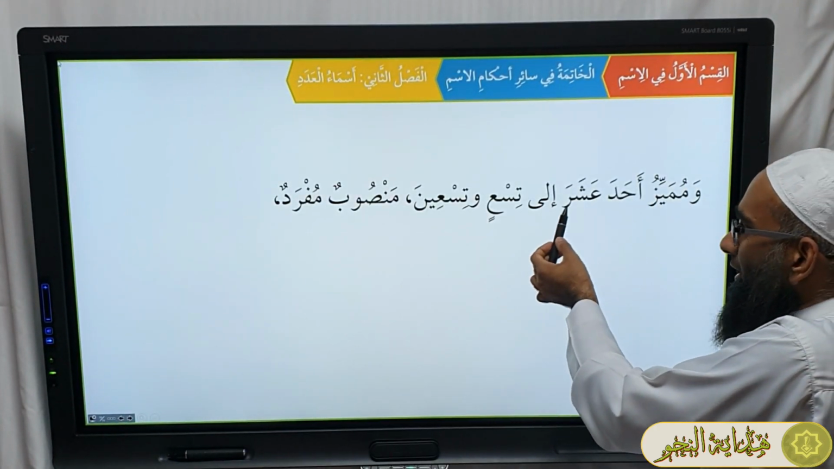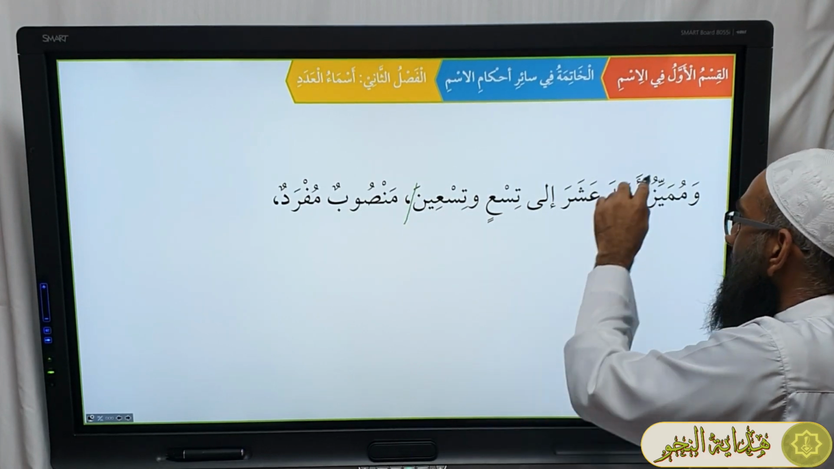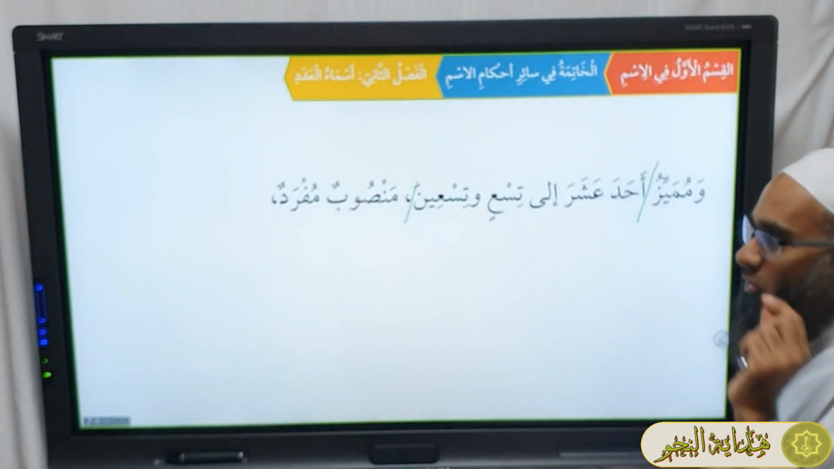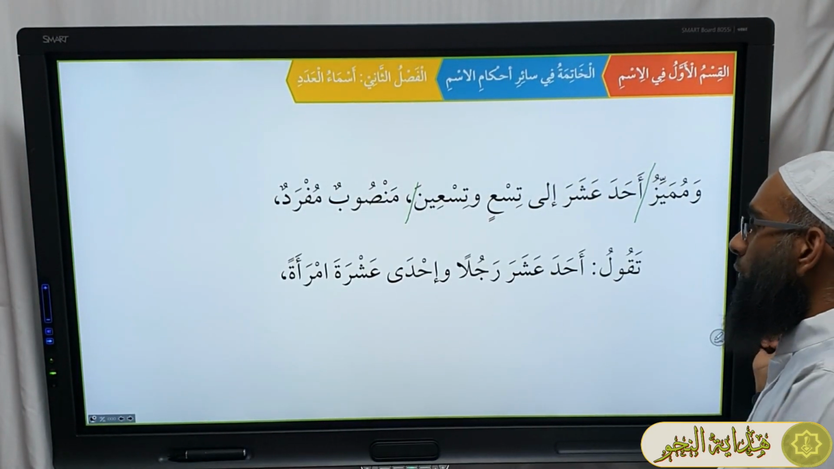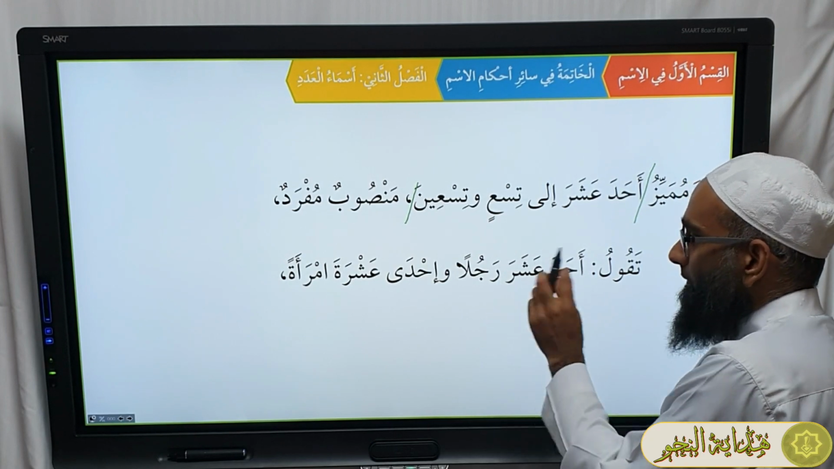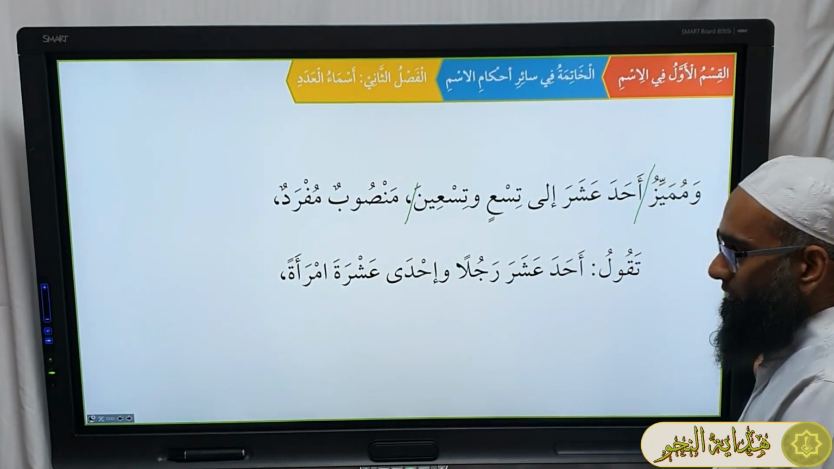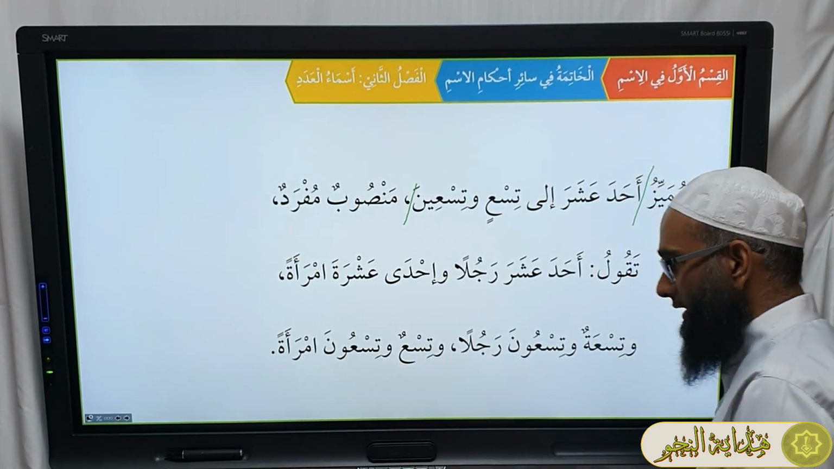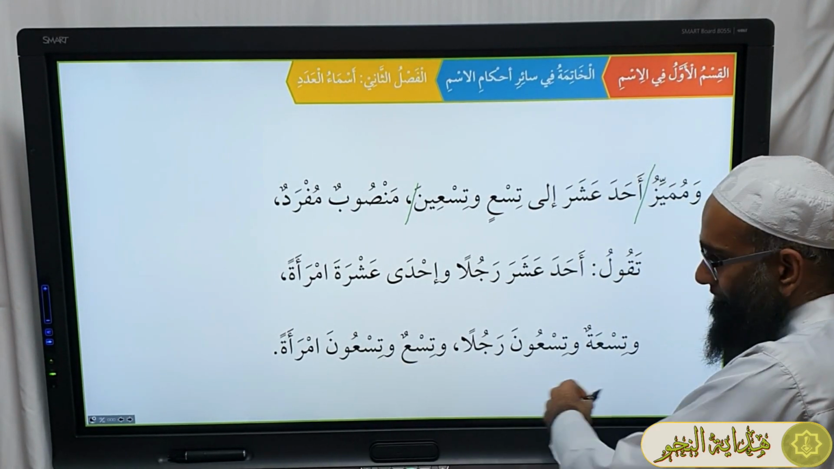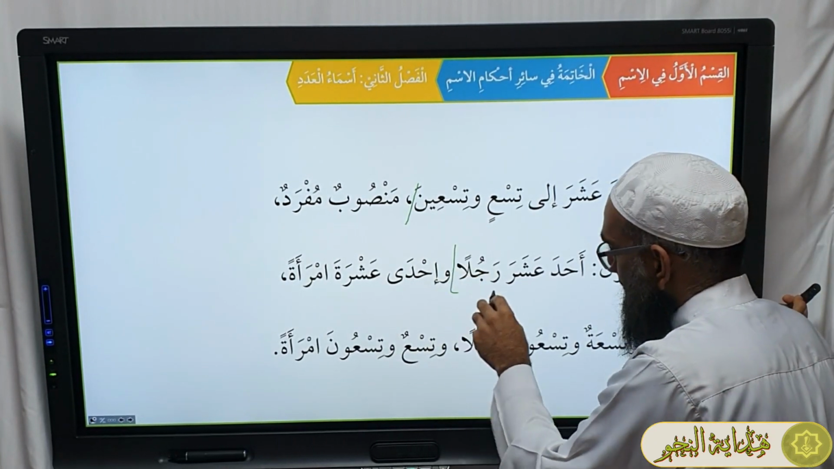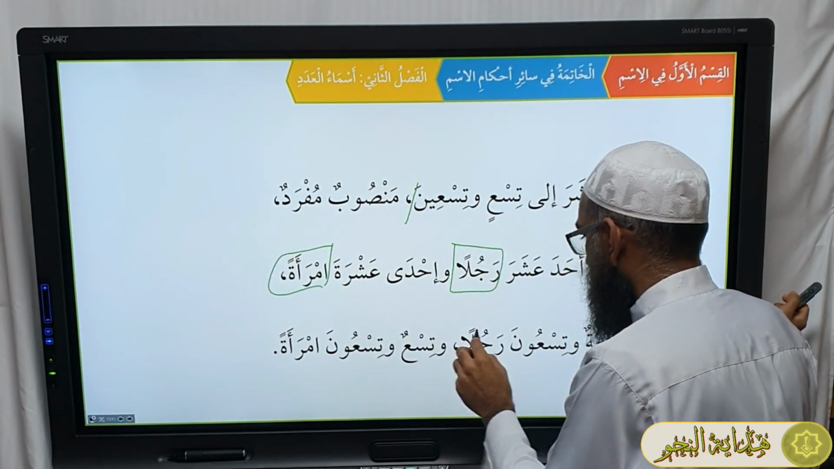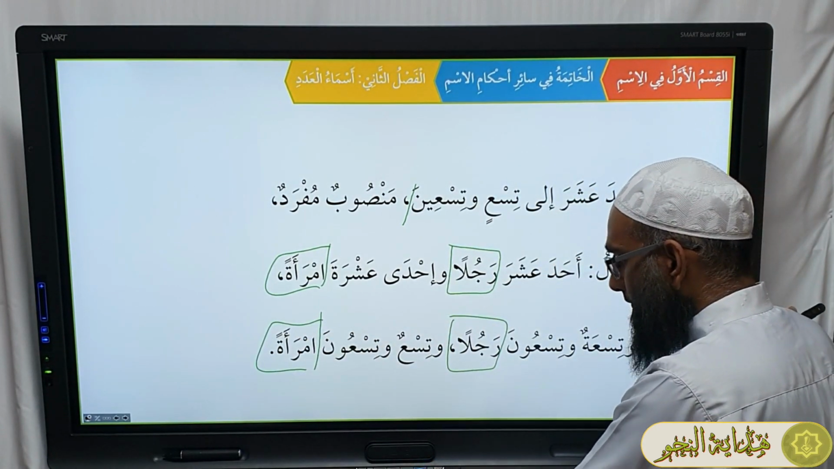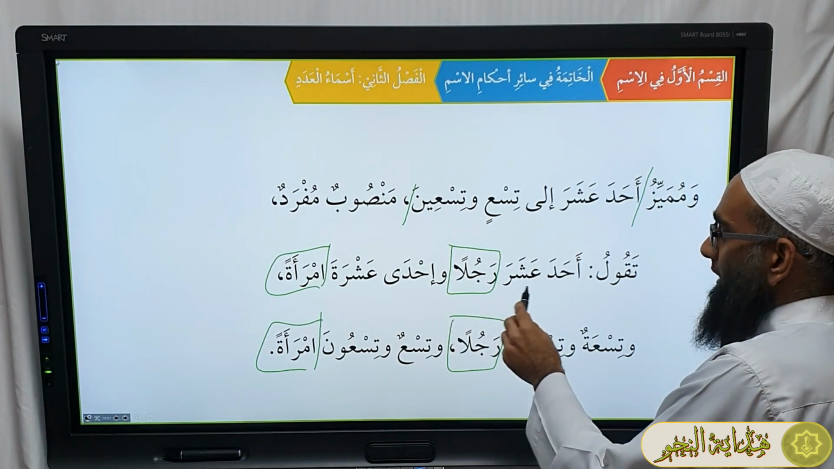ومميز أحد عشر إلى تسعة وتسعين is our burger now, the proper meat. What's it going to be? منصوب مفرد. منصوبًا مفردًا. تقول أحد عشر رجلًا وإحدى عشرة امرأة, وتسعة وتسعون رجلًا وتسع وتسعون امرأة. Okay, so in here, this is always going to be what? Singular mansoob.